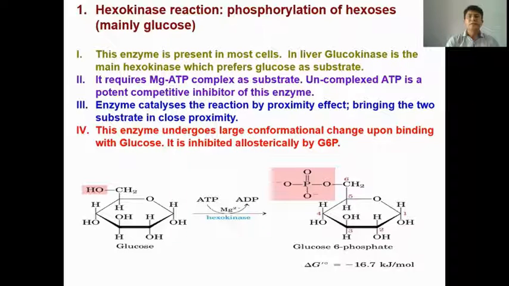Hexokinase reaction, which catalyzes the phosphorylation of hexoses. This enzyme is present in most cells. In liver, it is called glucokinase enzyme, and it is the main hexokinase which prefers glucose as substrate. It requires Mg-ATP complex as substrate, and uncomplexed ATP is a potent competitive inhibitor of this enzyme. The enzyme catalyzes the reaction by proximity effect, bringing the two substrates in close proximity. This enzyme undergoes large conformational change upon binding with glucose. It is inhibited allosterically by glucose 6-phosphate, and it requires Mg+2 ions for its activity.